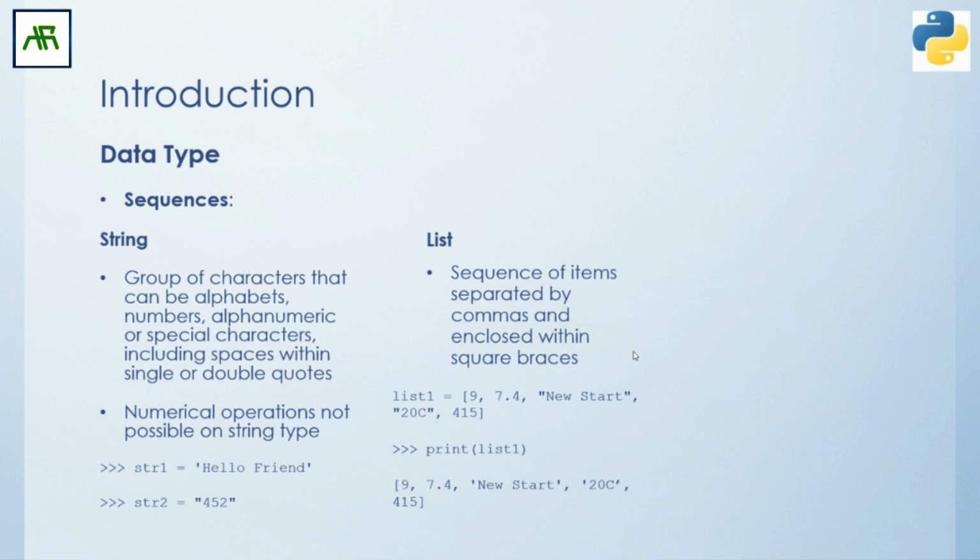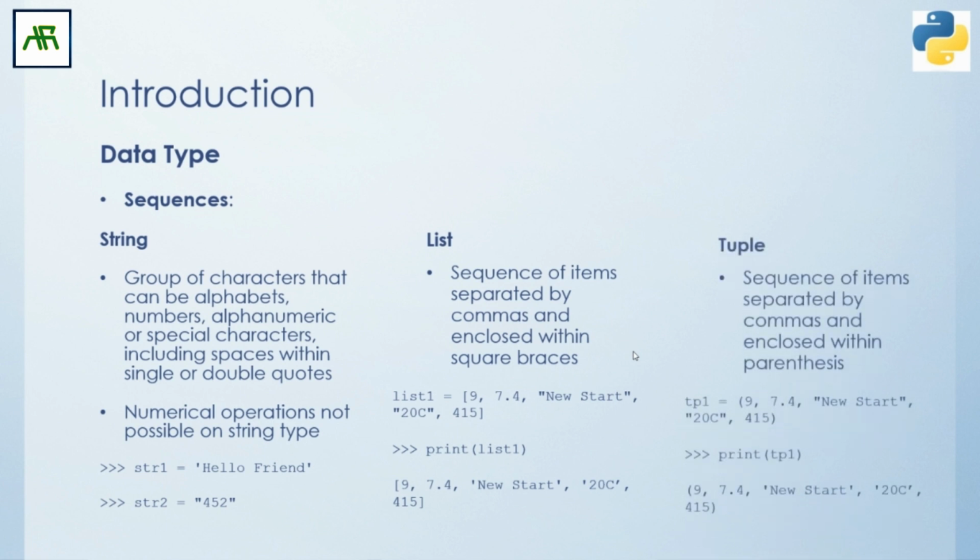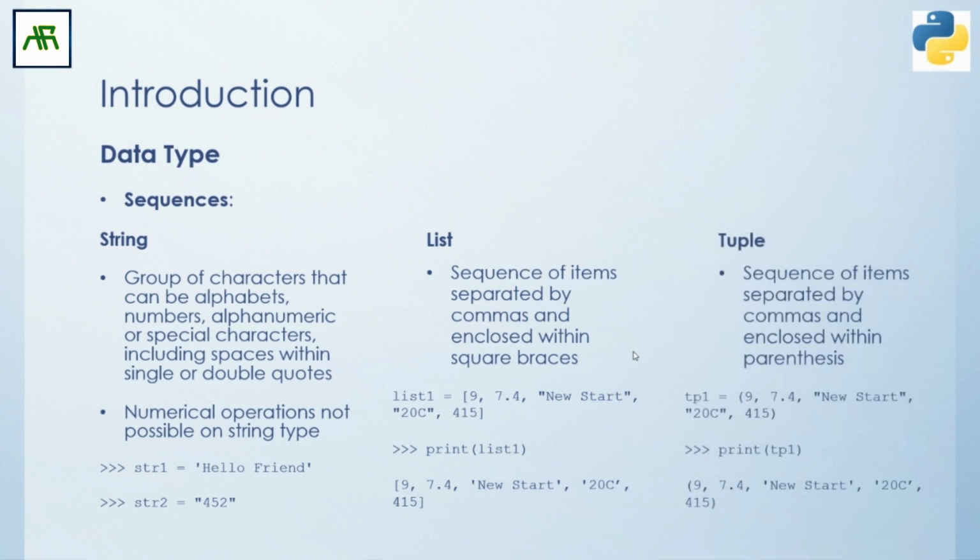List. List is a sequence of items separated by commas and enclosed within square brackets. Remember, we saw a set earlier in curly brackets. Now we have square brackets. List equal to a number, integer number, float, a text, another text, and an integer, all in square brackets. If you print that, you get the value getting printed. Tuple is a sequence of items separated by commas and enclosed within parentheses. Tuple TP1 equal to numbers, text, within quotes, and another number. When you print it, you get as it is.